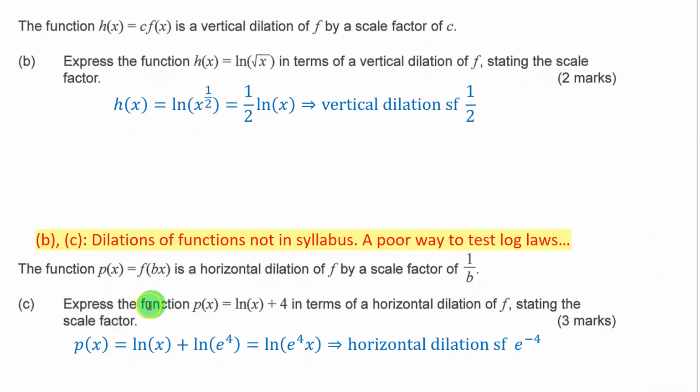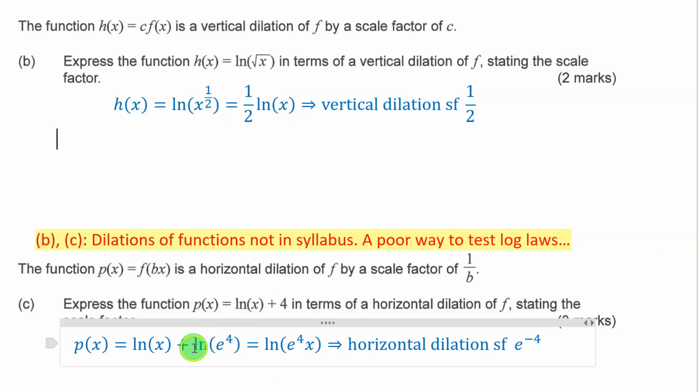So in the last part here, p of x is now a horizontal dilation of f by a scale factor of 1 over b, and this time p of x is log x plus 4. So we've got to be able to write 4 as the natural log of e to the 4, then use the addition law so that we get log of e to the 4 times x, and therefore remember that it's a horizontal dilation of scale factor 1 over e to the 4, or e to the negative 4.